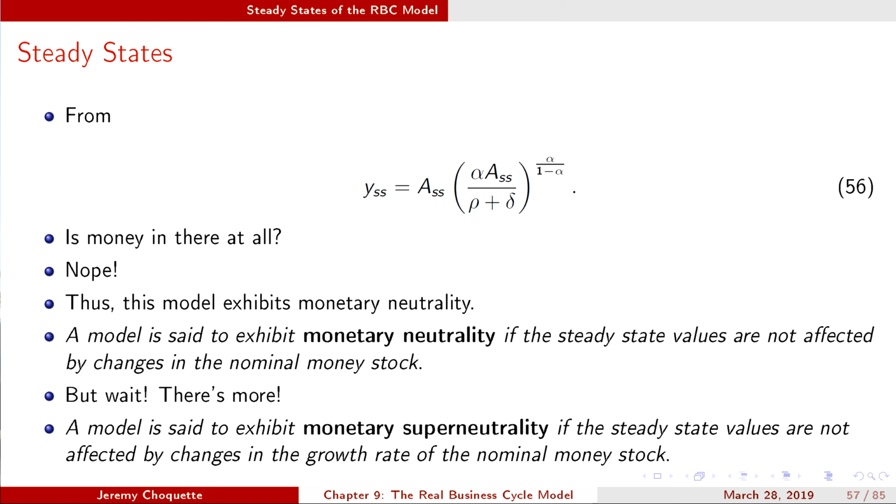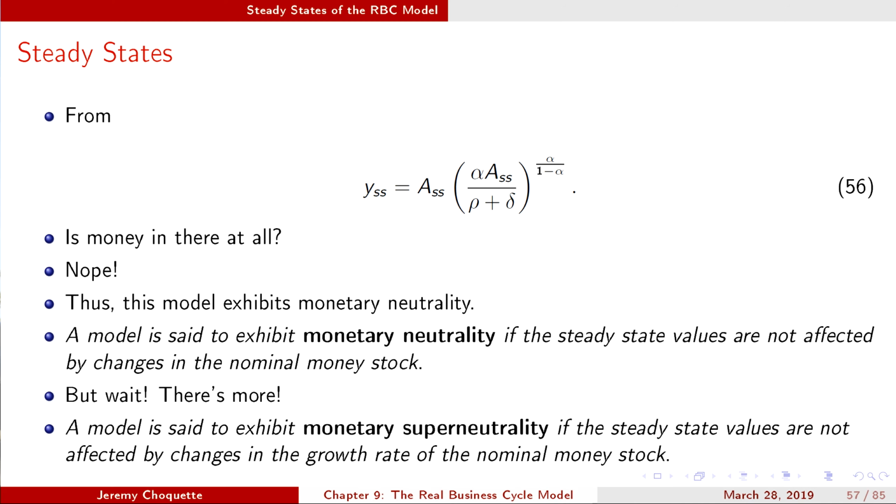So money is not in steady state output. If it's not in steady state output, then basically what that means is, if you change the money supply, but it's not part of that equation, then nothing in that equation changes. It's totally independent of the money supply. So if you change the money stock, or the money supply in levels, one time, or really any number of times, you're not changing any of the real variables.